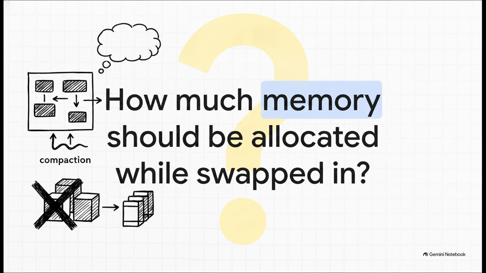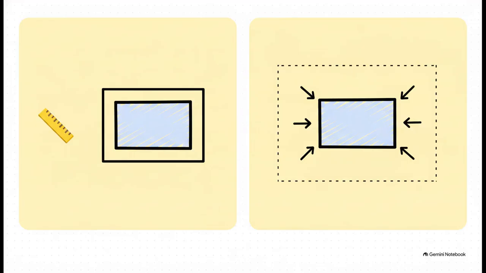Because we try so hard to avoid compaction, we face one final technical hurdle. How much memory space should the operating system actually allocate to a process when it is created or swapped back into the main memory? The OS essentially has to anticipate the future. If a process is created with a fixed size that will never ever change, it's easy. The OS allocates the exact amount of memory space, no more, no less.